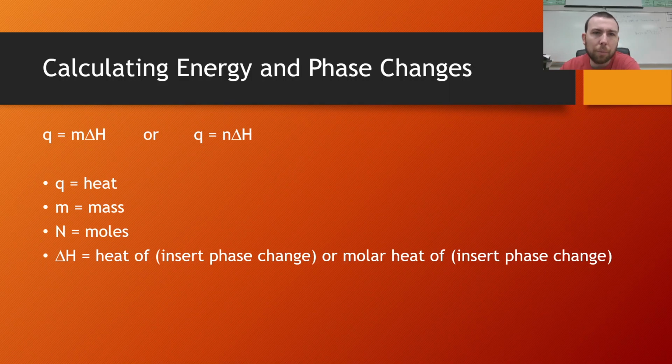Now, I jumped the gun a little bit, but we should recognize what all these things are. So we can calculate energy, and we can calculate energy at phase changes. We've got Q equals m delta H or Q equals n delta H. Q is heat, m could be mass, n is moles, and delta H would be your heat of whatever phase change it is, or you could do it in terms of molar heat. Depending on your units, you're going to plug in the appropriate variable. And again, those heats of fusion or heats of vaporization would be provided to you within the problem. So you don't have to memorize heats of fusion or molar heats of vaporization, things like that.